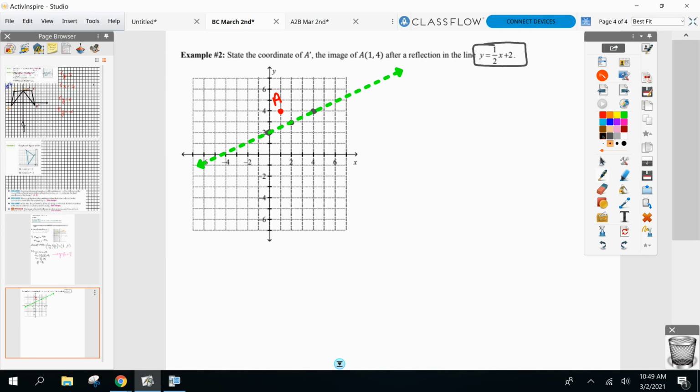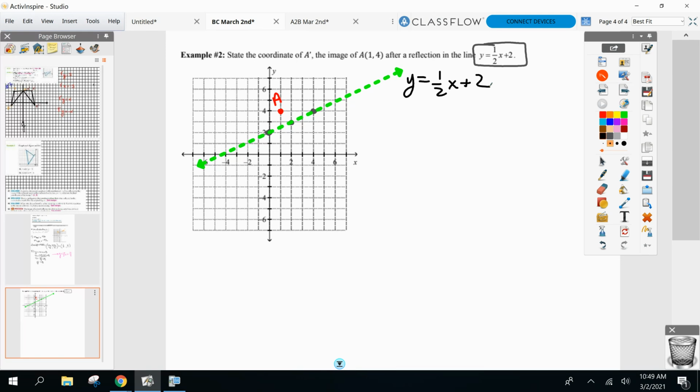Oh man, guys. How are we going to flip A over that line? Well, let's make a plan. What do we know? What is y equals 1/2 x plus 2? That would be the what of AA prime?